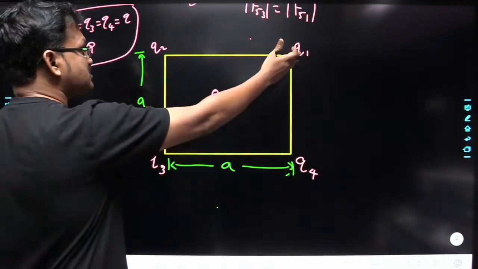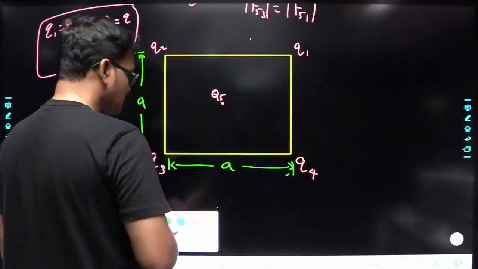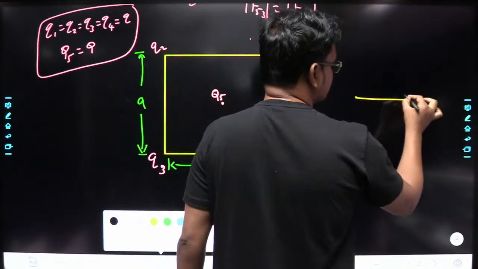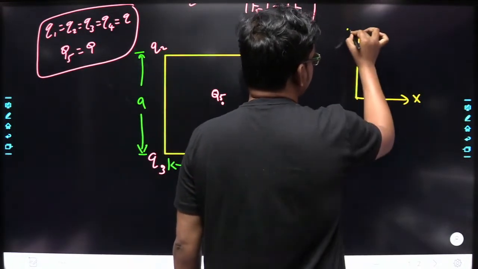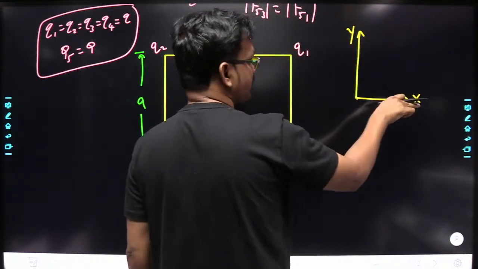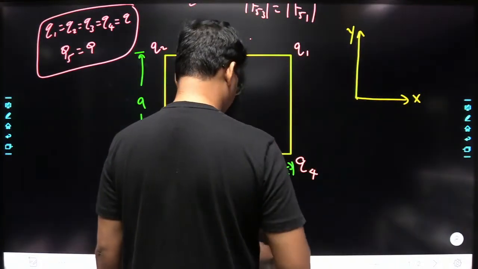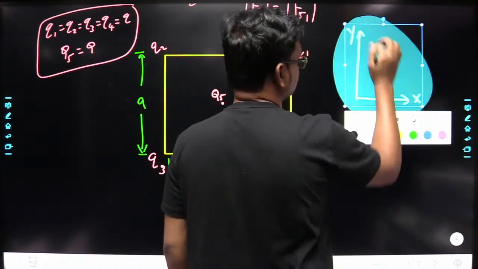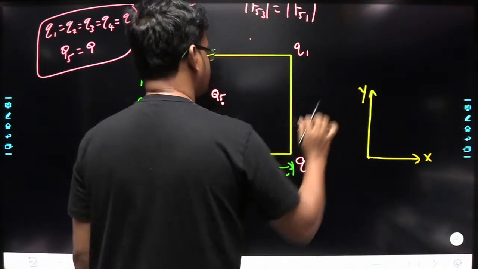Okay, so I am considering Q1 here. I am considering this axis as the positive x direction, and this as the positive y direction. This is positive x, positive y.